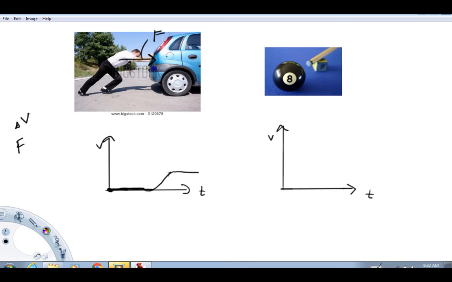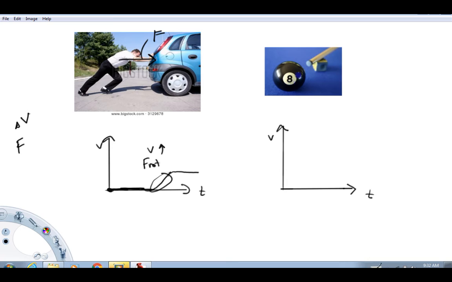So, again, Newton's first law is really about this region in this graph. The velocity was zero and not changing because the net force was zero. In this region right here, the velocity is increasing because there is a net force applied to the car by this man. And again, if the car is just rolling at constant velocity, then the net force on it basically would be zero again. Let's take a look at this pool ball.